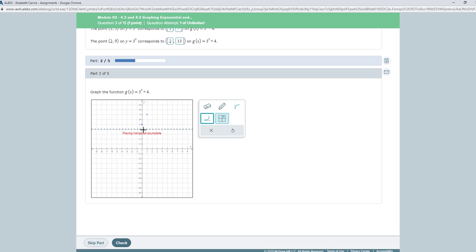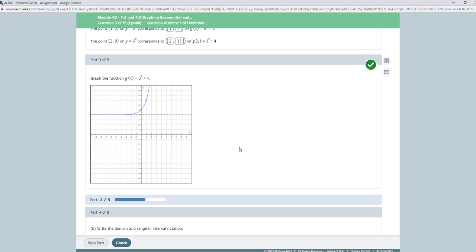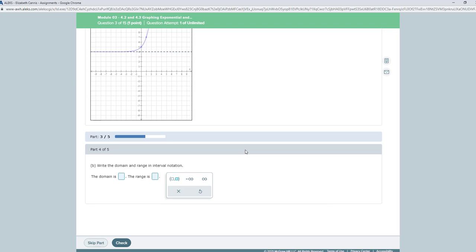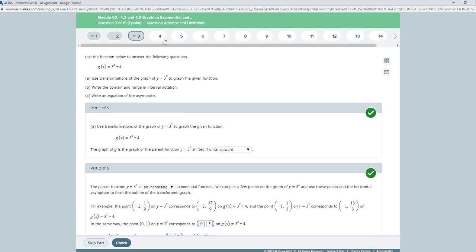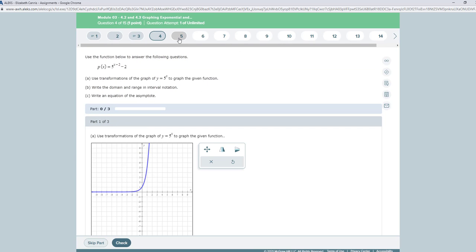Its horizontal asymptote is at 4, because it shifted up 4. And then I'm just going to hover over those 2 points I just plotted, and let's check it. There we go, we got it. And again, it wants our domain and our range. And let's see if we have a logarithm one in here. There's another transformation. This one's going to be moving left and right as well as up or down.